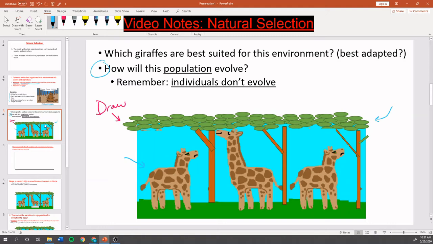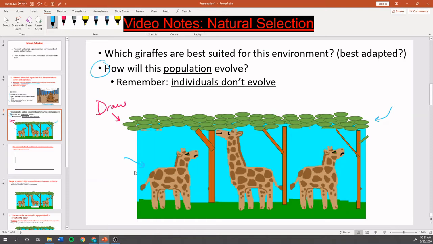And so it's possible, it's conceivable to predict that the population of these giraffes will get taller over time. Maybe the average height will get taller over time. So I want to show you what that would look like on a graph.